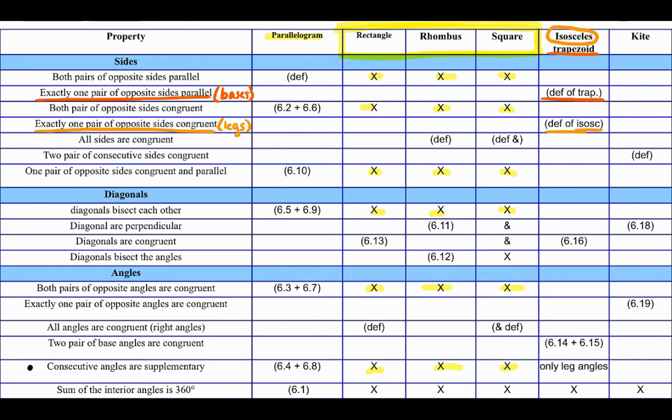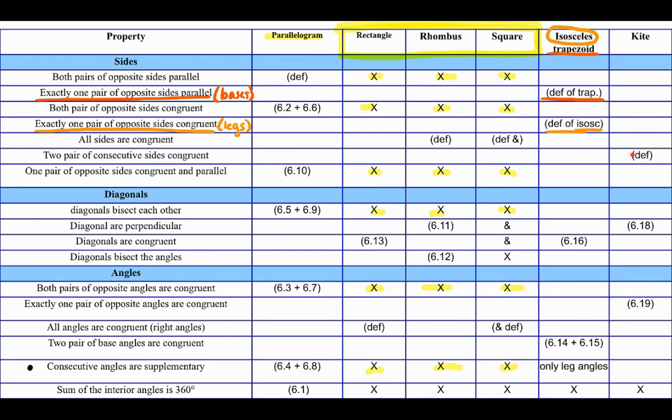Also, down here where it says consecutive angles are supplementary, in any trapezoid, because of my parallel lines, my leg creates a transversal. So we create consecutive interior angles with the leg. So you're going to work with one leg's angle pair. They're going to be your consecutive angles that are supplementary.